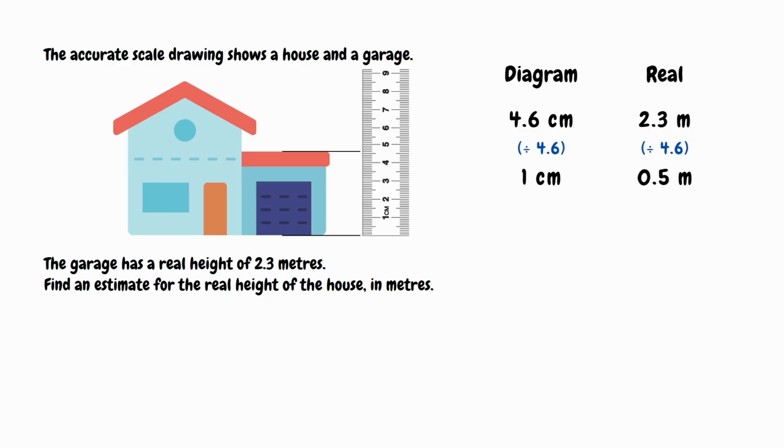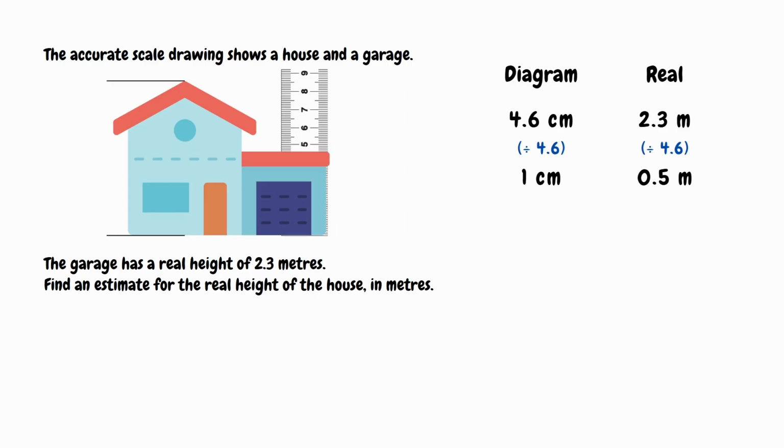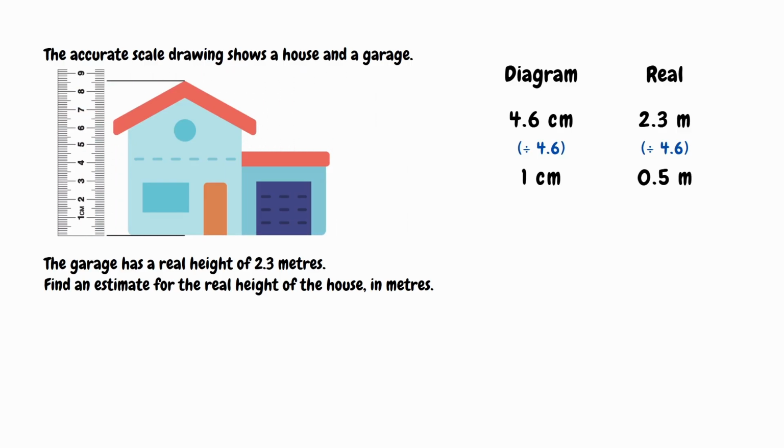So now that we know what every centimetre on the diagram represents, we can now use this to find the real height of the house. But before we can find the real height of the house, we need to find the diagram height. So this time we're going to measure from bottom to top of the house. So if we move our ruler over to the left-hand side, we can see that the height of the house is actually 8.6 centimetres.